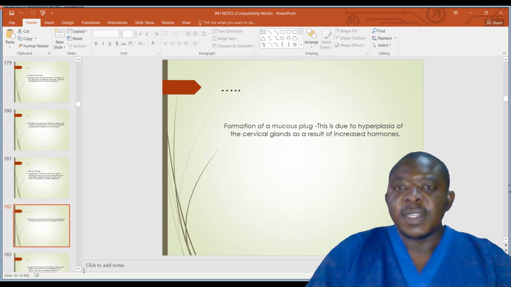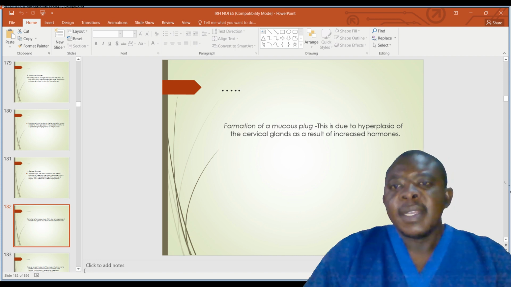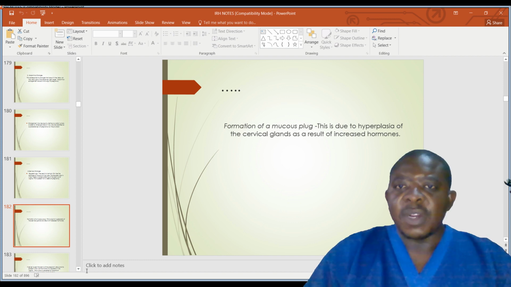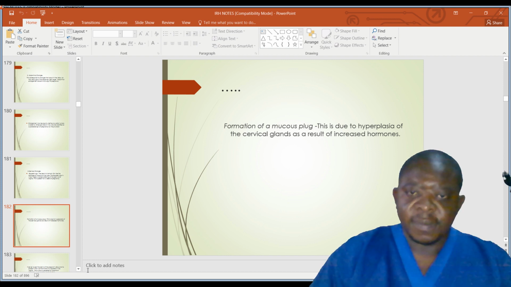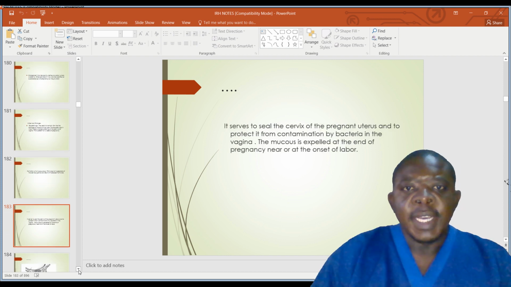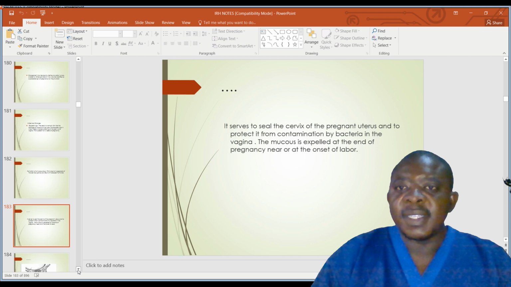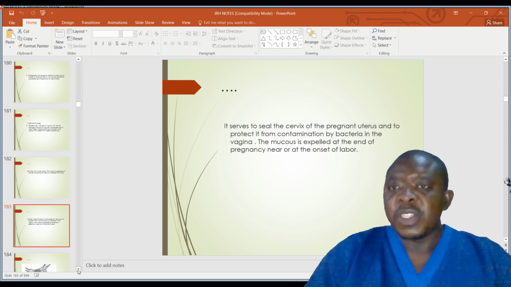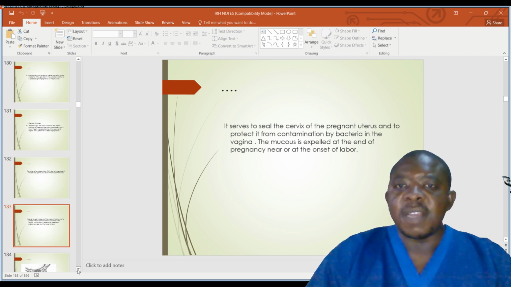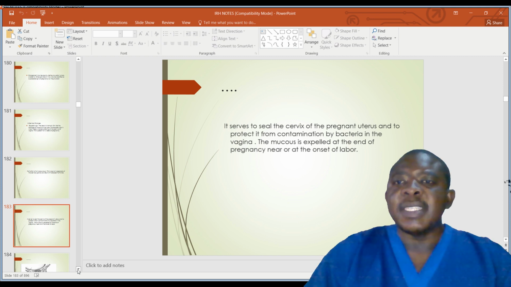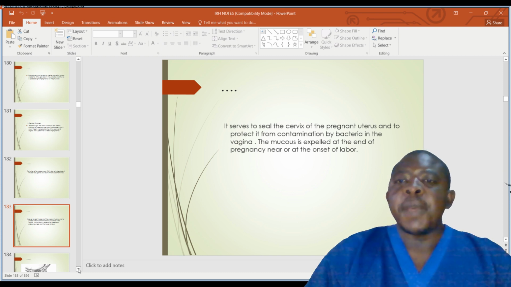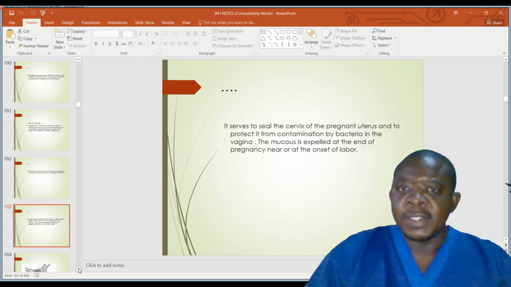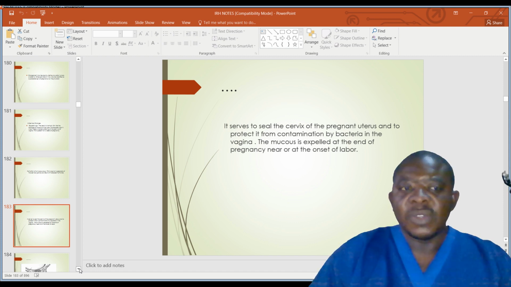Formation of a mucus plug. This is due to hyperplasia of the cervical gland as a result of increased hormones. It serves to seal the cervix of the pregnant uterus to protect it from contamination by bacteria in the vagina. The mucus is expelled at the end of the pregnancy, near or at the onset of labor.